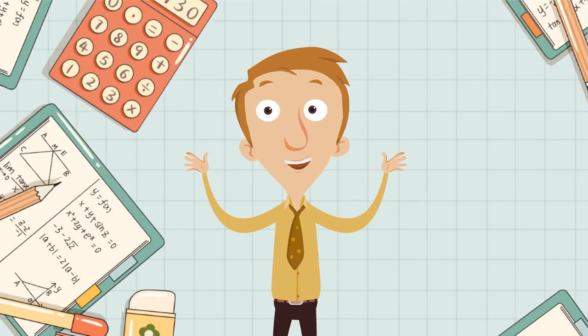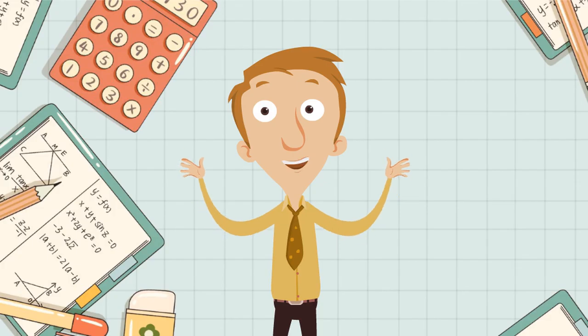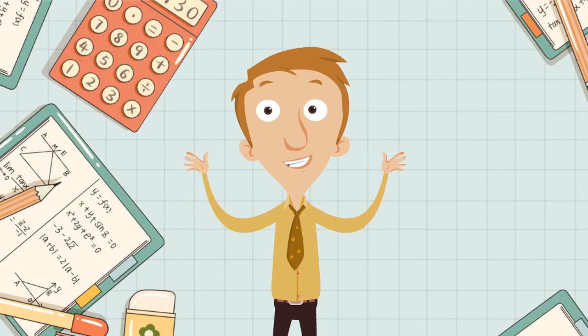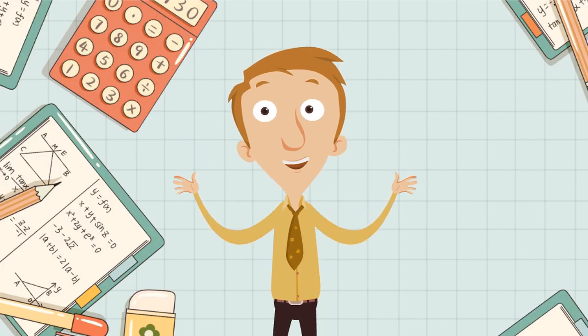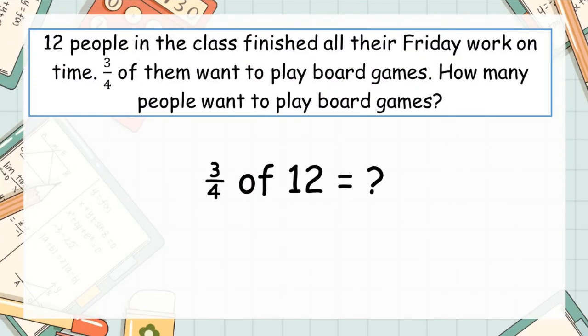Because those types of questions are particularly difficult, let's do one more of them to see if you can crack the code. 12 people in the class finished all of their Friday work on time. 3/4 of them want to play board games. How many people want to play board games? So we're looking for 3/4 of 12. Can you pause the video and see if you can figure out how many people that would be?